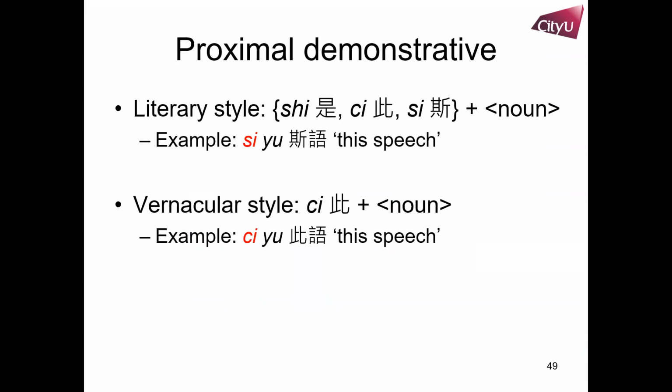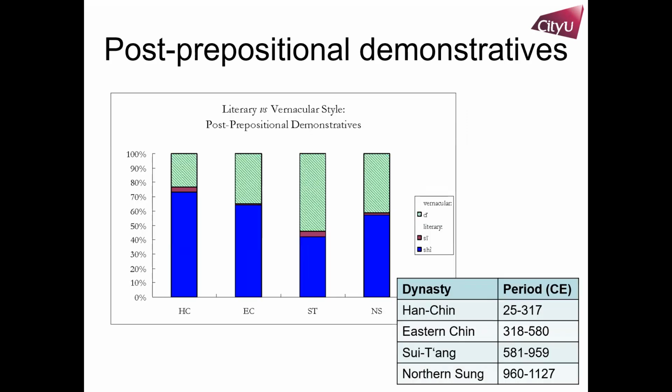A second linguistic construction we looked at was the proximal demonstrative, so this as opposed to that. In the literary style, there are several possibilities here, shi, si and si. So this speech, for example, would use one of these three choices followed by the noun. In a vernacular style, it would be mostly si, with the other two less frequently used. Again, we looked at how often each of these three choices are attested in our corpus, and we find a similar pattern diachronically.